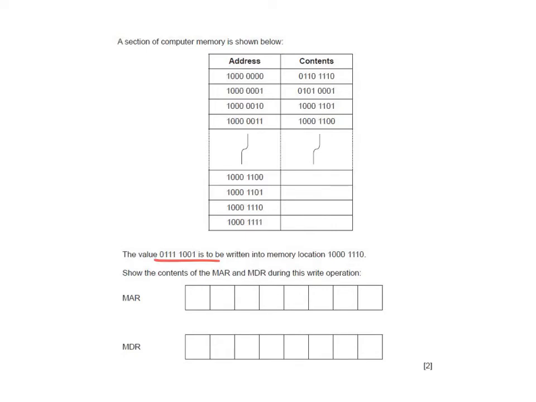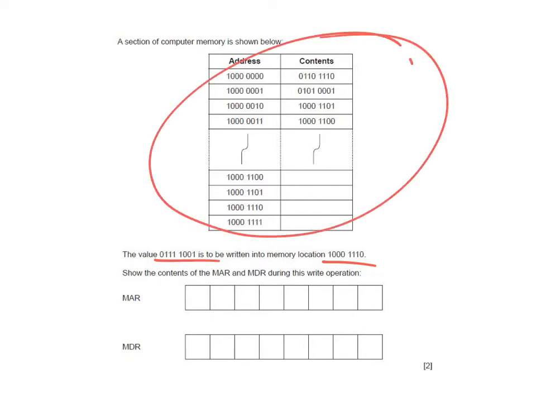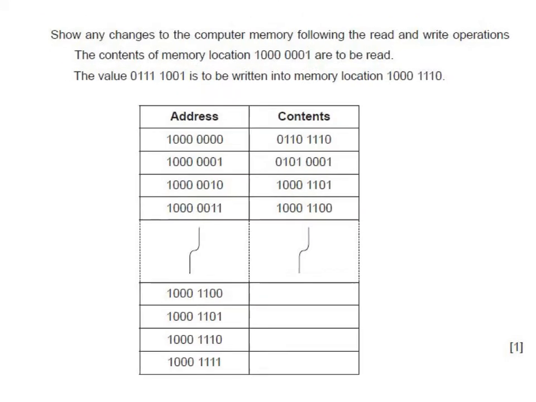So the value 001 is written into the memory location. Show the contents of the MAR and the MDR during this operation. So we actually don't need to look at this part here. We just need to take memory location being the MAR, which is 10001110, which I got from here. And let's just change the pen. The MDR is the data we want to write, which is 01111001. Straightforward.